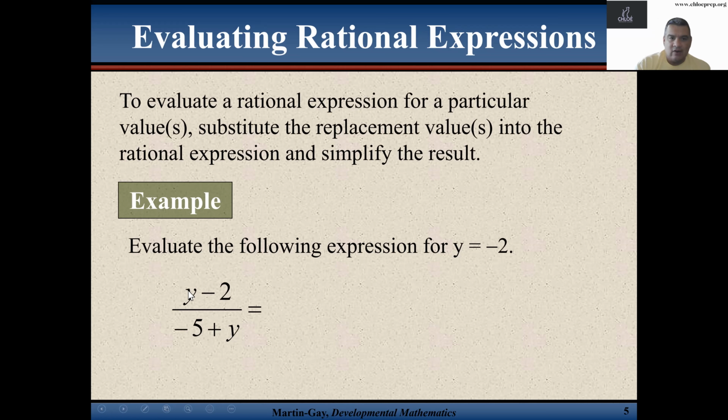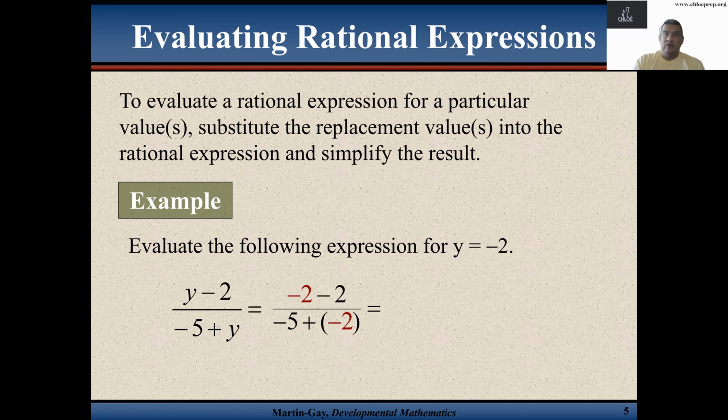So there's a y here. I replace it with -2. -2 minus 2. And we're not going to do the math right now. We really just want to focus on replacing everything and setting this up. This becomes -5 plus -2. Okay, so that's how it looks. Now, because we got rid of the variable, we got rid of the y, it looks less scary. We can do the arithmetic on it.